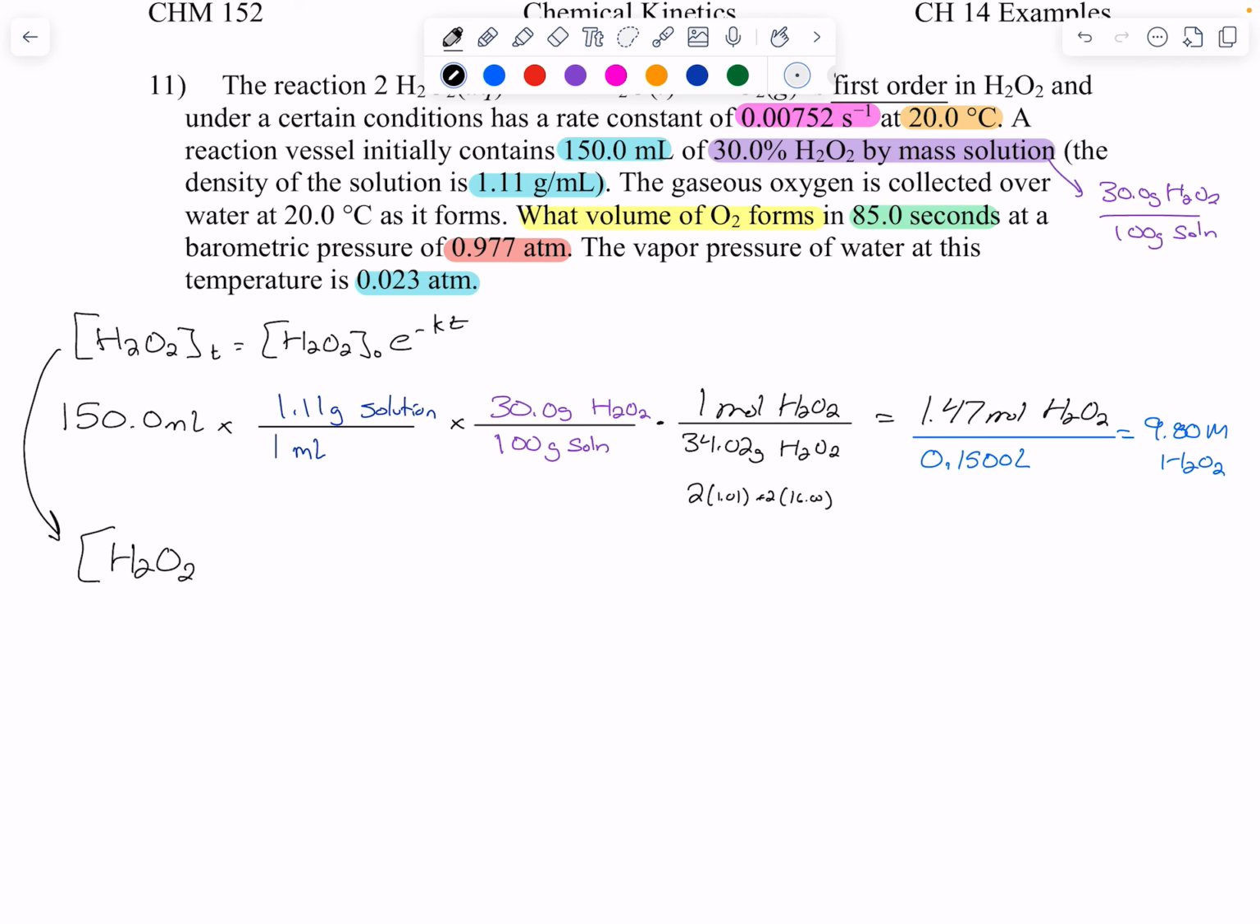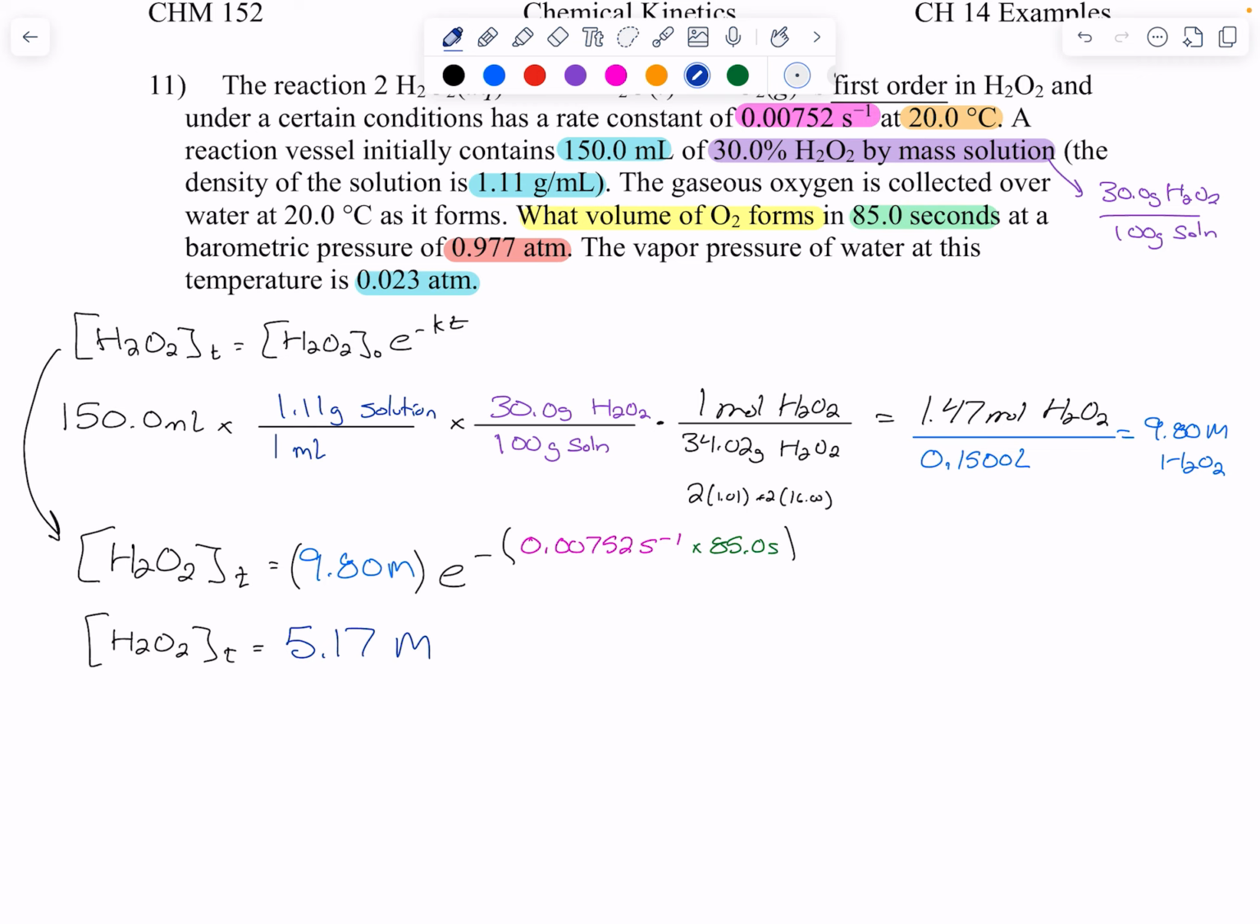So now we can come in here. The concentration of hydrogen peroxide at time t equals 9.8 molar times e to the negative k, where k is 0.00752 seconds to the negative 1, and t is 85.0 seconds. So it means our concentration of hydrogen peroxide at time t is 5.17 molar.